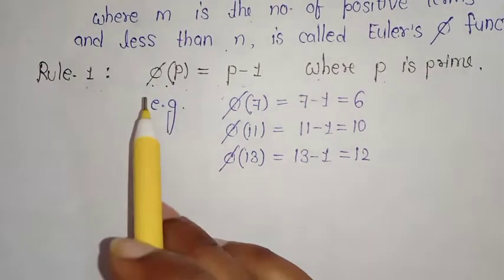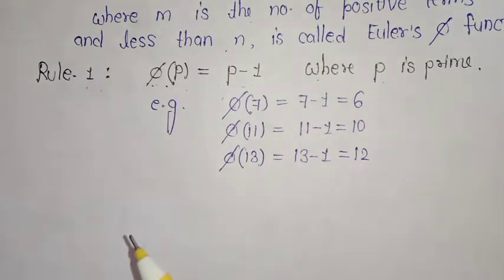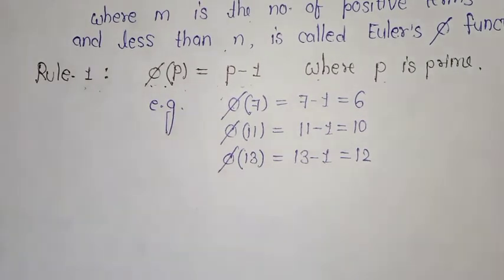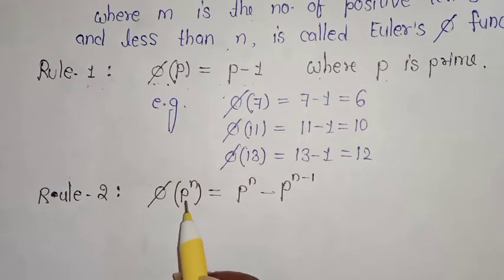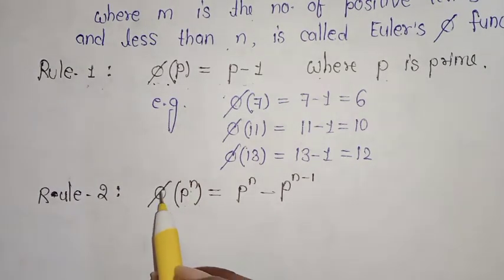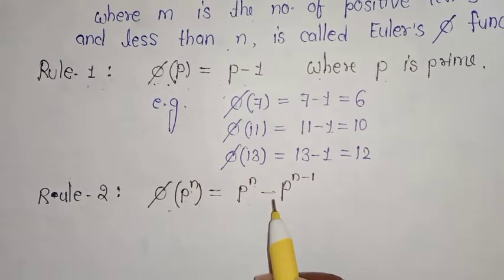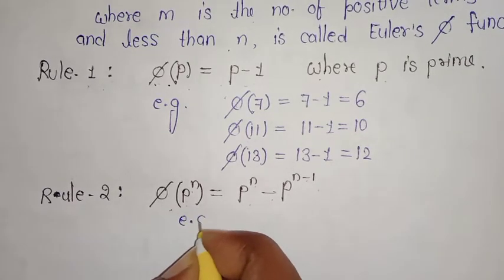Now suppose we have a prime, but it is present in prime powers. How do we calculate the Euler's phi function in that case? Rule number 2: if we have a number of the form p raised to power n, then the Euler phi function for this number becomes p power n minus p power n minus 1.